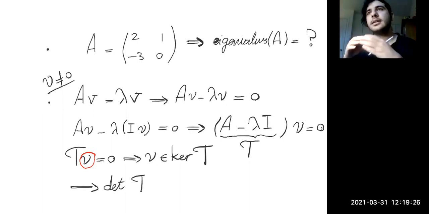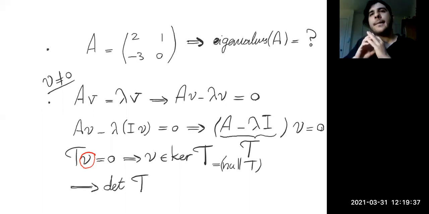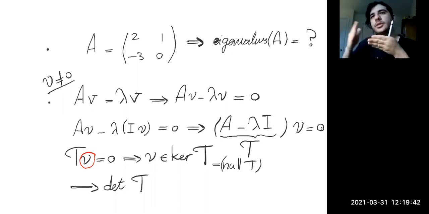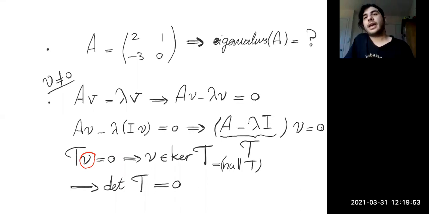What is the determinant of a matrix which has a non-trivial kernel? By kernel, I mean the null space of T. Maybe you're more familiar with that word. Does anyone know? When you can multiply a matrix by a non-zero vector to get 0, it means the determinant of that matrix is 0. Yes, you're right, I mean this T here. The determinant of T is 0.